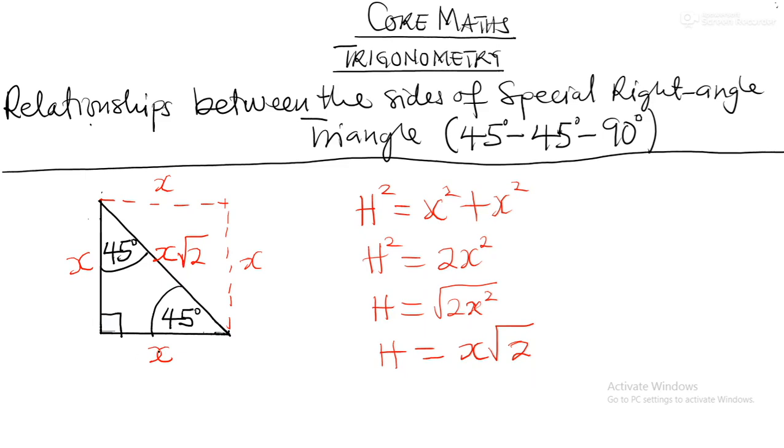So x times √2 will give you the hypotenuse. We also saw that it is an isosceles right angle triangle. It is isosceles because two of the interior angles are equal, which means two of the sides will also be equal. That is why if this is x, this is also x. Good. So basically that is what we looked at the last time we met.